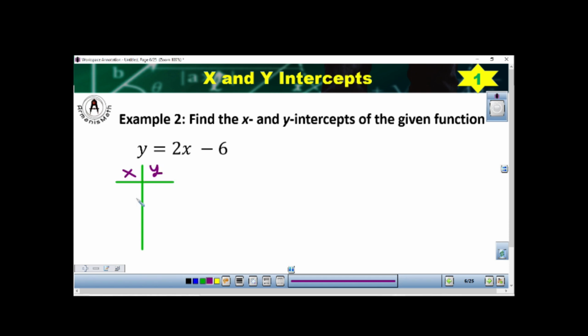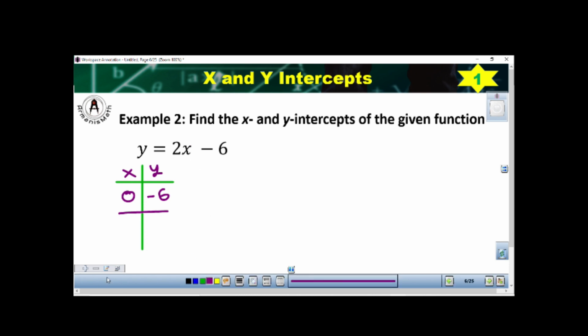Okay, I've got 0 for x, and let's see what's going to happen. If I put 0 for x, which means I'm looking for the y-intercept, that's going to make this guy 0. That's going to be -6. So I am touching the y-axis at -6. I am intercepting the y-axis at -6. Right? And the second one is to make y equals 0.